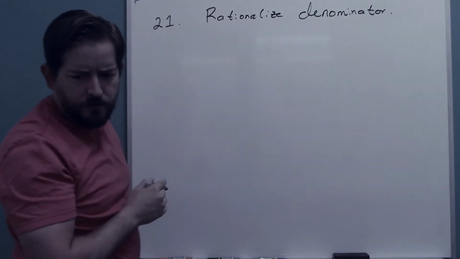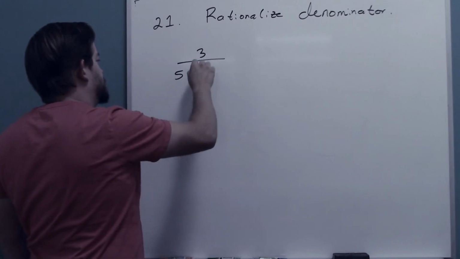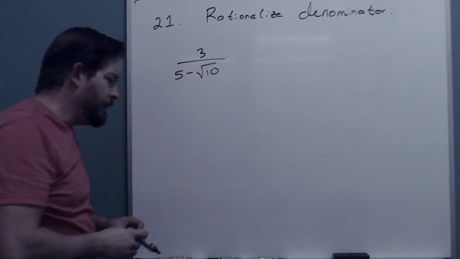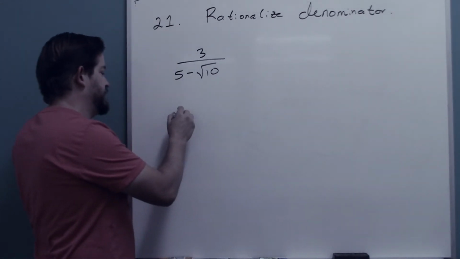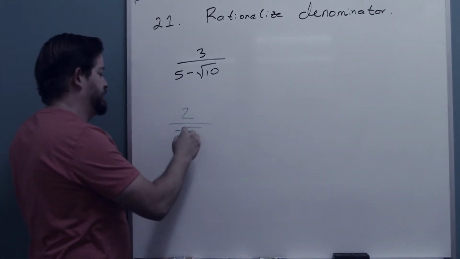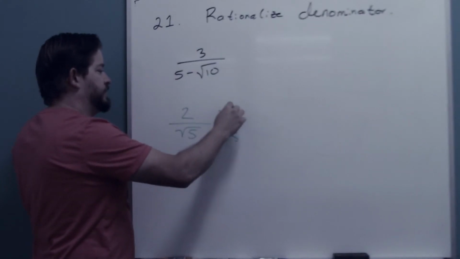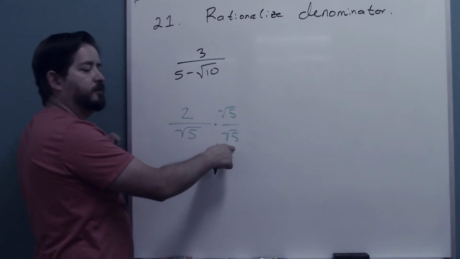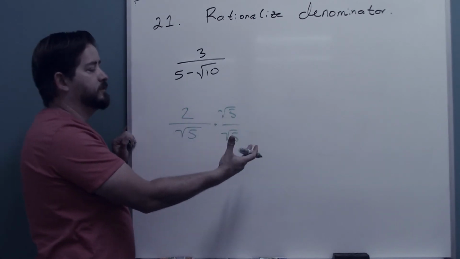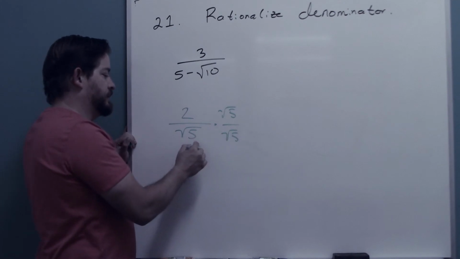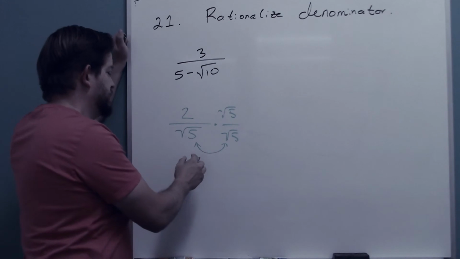And I have 3 over 5 minus root 10, right? And we should have seen in the videos and some of the homework, if you have something like, say, 2 over root 5, I would just multiply top and bottom here by root 5, because root 5 times root 5 is 5. It's no longer irrational, it's a rational number.